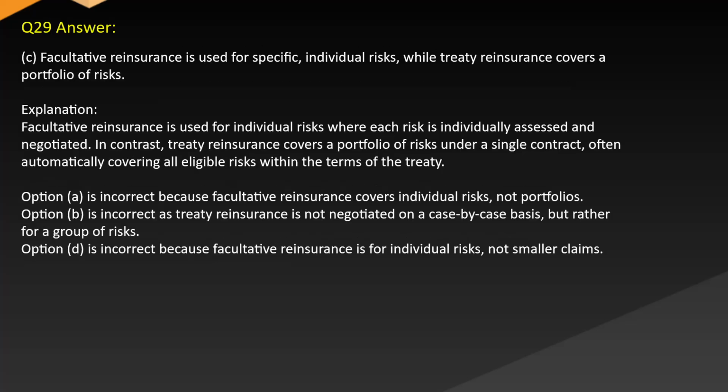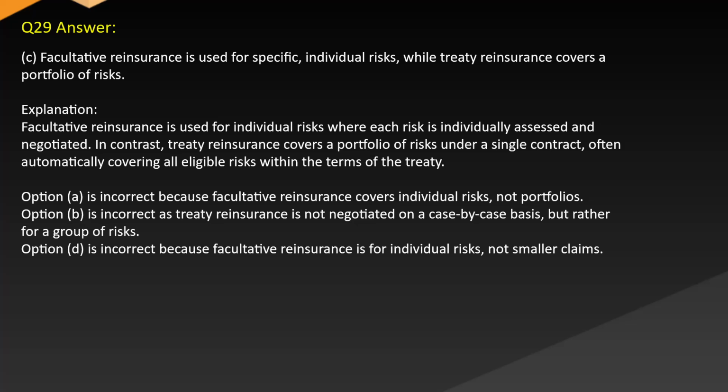Answer: C. Facultative reinsurance is used for specific, individual risks, while treaty reinsurance covers a portfolio of risks. Explanation: Facultative reinsurance is used for individual risks where each risk is individually assessed and negotiated. In contrast, treaty reinsurance covers a portfolio of risks under a single contract, often automatically covering all eligible risks within the terms of the treaty.